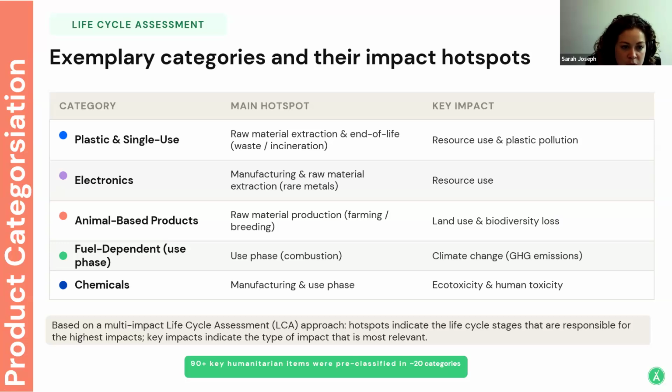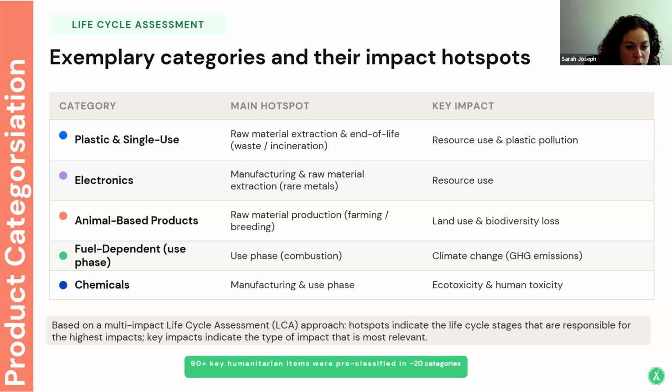So for example, for plastic and single use, the main hotspot is typically the raw material extraction and the end of life. This is also very relevant when we consider medical items that must be incinerated. And then a key impact would be the resource use itself and the plastic pollution at the end. If we think about electronics, this is resource use in the early stage, to have the raw materials or to produce the electronics, the manufacturing and the extraction of, for example, rare metals.